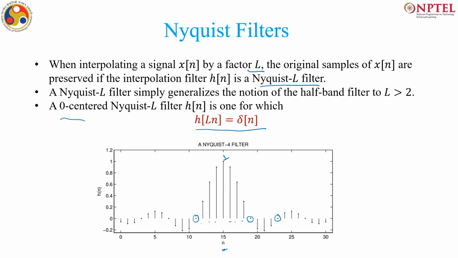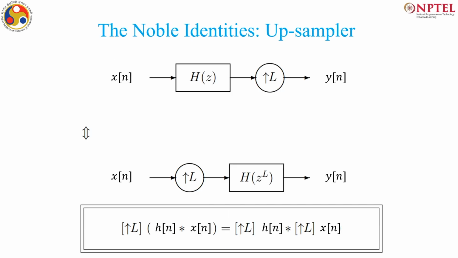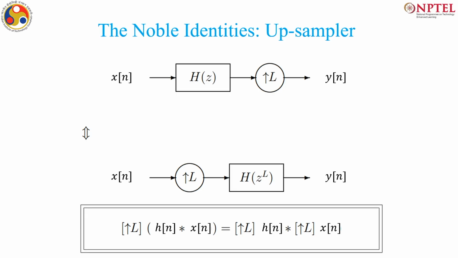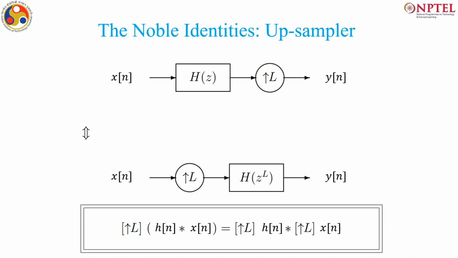So, what next after Nyquist filters? We will come up with some interesting identities. And what do you mean by identities? These are similar in both ways, like we have the convolution multiplication identity. In time domain when we do convolution, in frequency we get a multiplication and vice versa. So, these are called noble identities. I do not know why they are called noble, but let us try to understand why these identities were made in the first place.